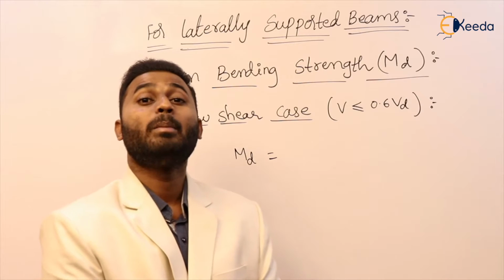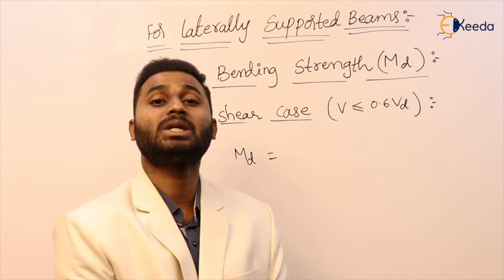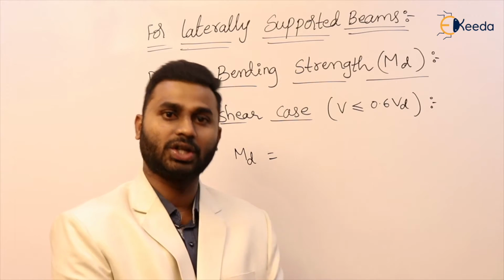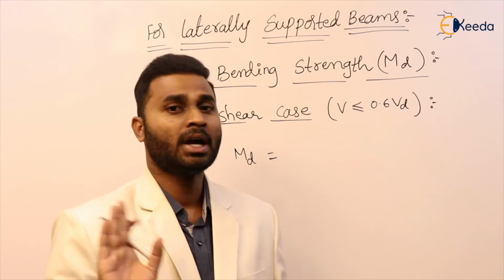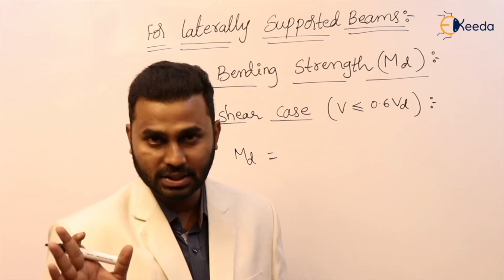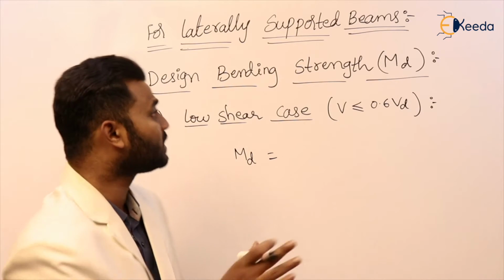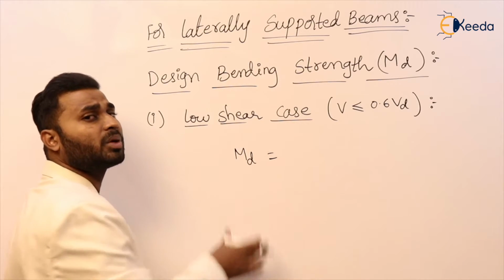Plastic moment is the maximum moment of resistance or maximum moment carrying capacity of any cross section. So that is the plastic moment. After that, that cross section will not have any moment resisting capacity. That is plastic moment. Likewise here, the design bending strength is also nothing but moment of resistance.